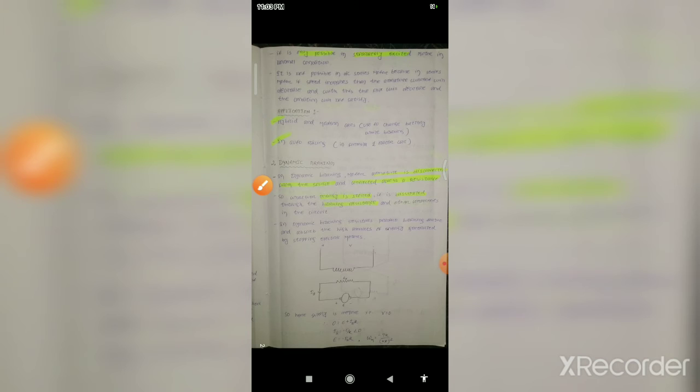In dynamic braking, the motor armature is disconnected from the source and connected across a resistance. So whatever energy is stored is dissipated through the braking resistance and other components in the circuit. In dynamic braking, the resistor produces braking torque and absorbs the high amount of energy generated by the stopping electric motor. This is the circuit diagram.